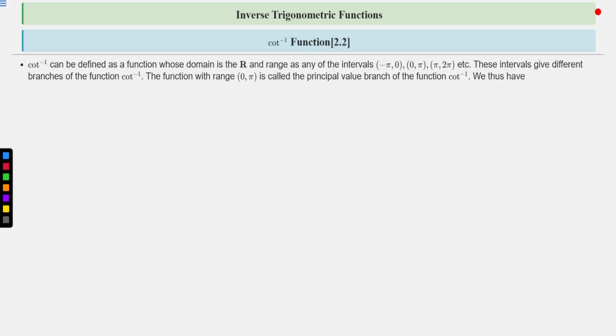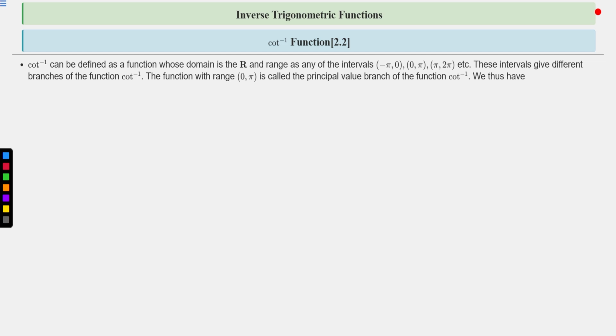Again, cot inverse x can be defined as a function whose domain is all real values and whose range is any of the intervals: minus pi to 0, 0 to pi, pi to 2 pi, etc. In any of these ranges, the function cot inverse becomes both one-one and onto. These intervals give different branches of the function cot inverse. The function with range 0 to pi is called the principal value branch of the function cot inverse.